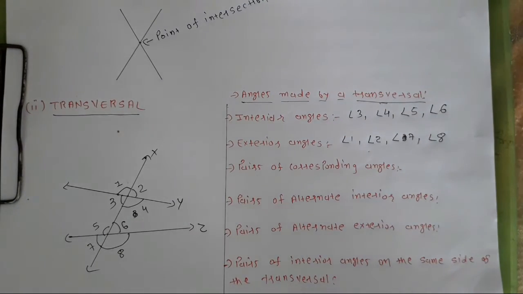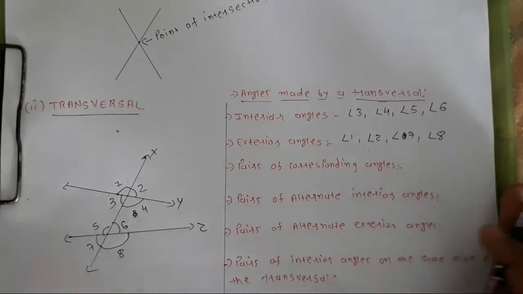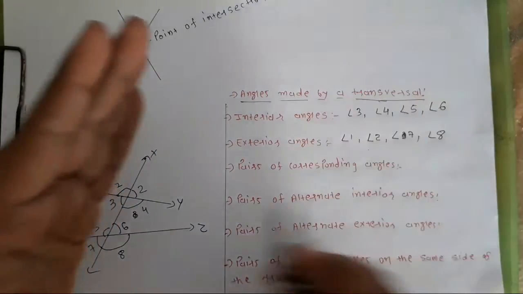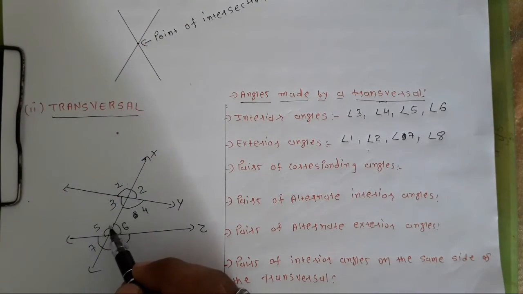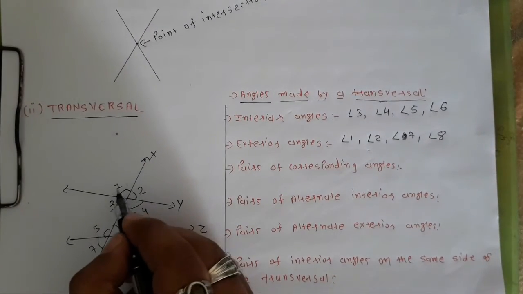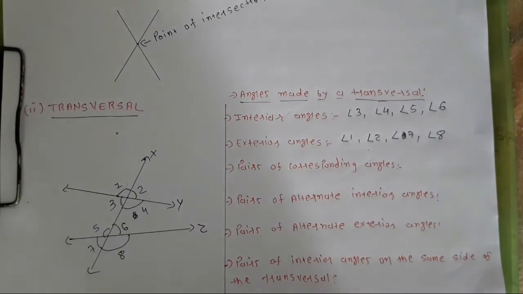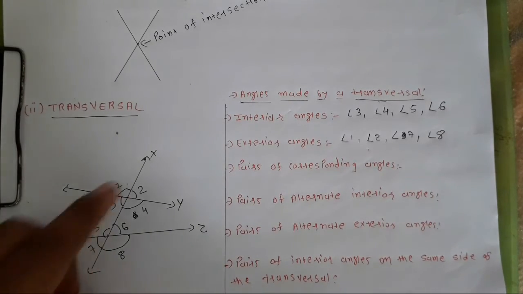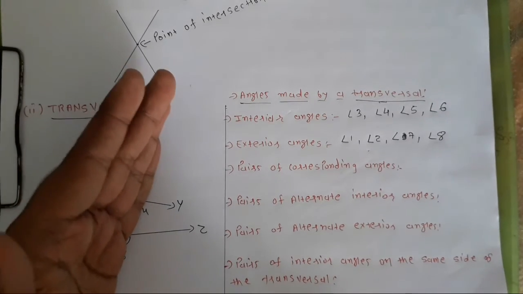Now pairs of corresponding angles. What are corresponding angles? Corresponding angles are angles which are on the same side and in the same position. For example, this one is my LHS. Angle 1 is on the LHS and angle 5 is also on the LHS, and both are in the same position. We can also see angle 2 on the RHS, and angle 6 is also there in the same position.